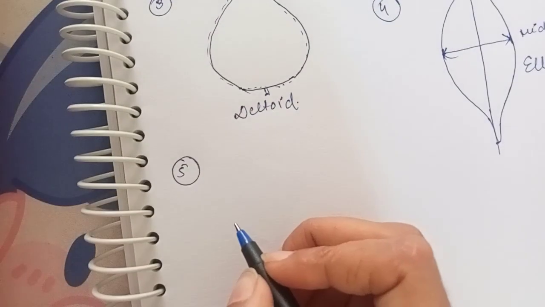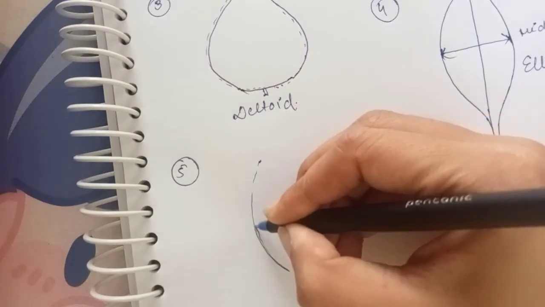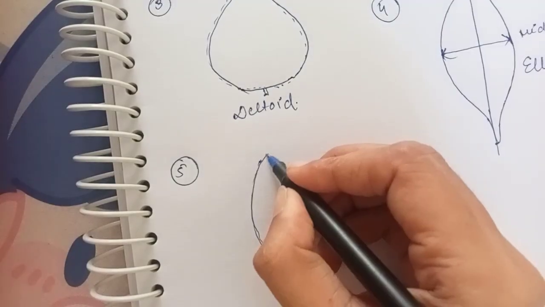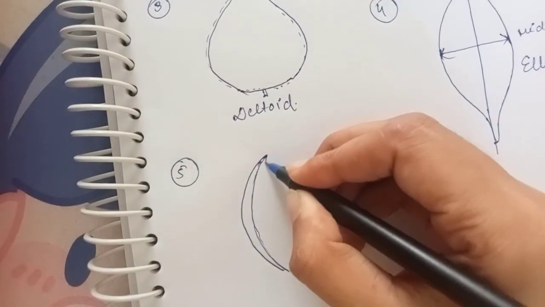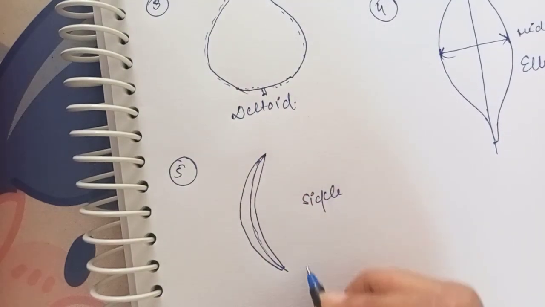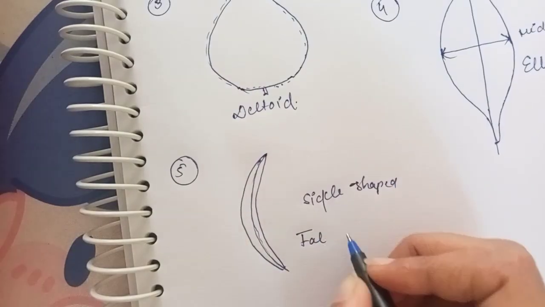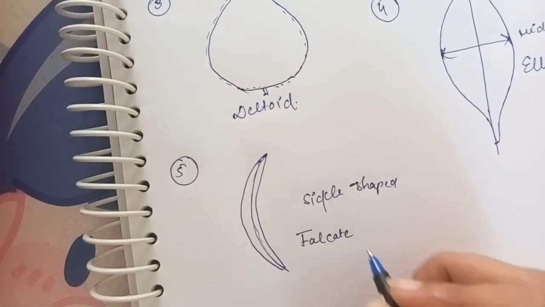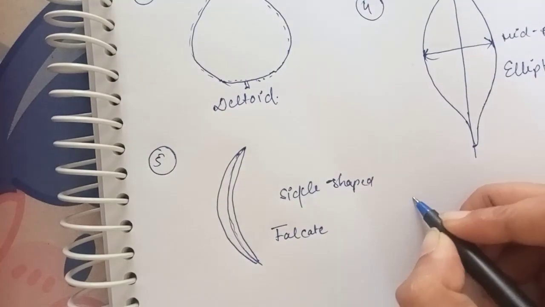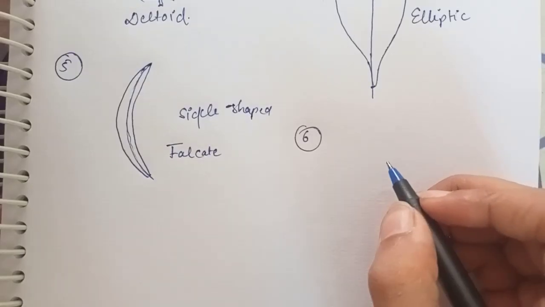The next shape we are going to talk about is leaves which look like a sickle. Leaves which look like a sickle, and these are somewhat like these. So this shape of the leaf is particularly known as falcate leaf. Falcate leaves, sickle shaped.